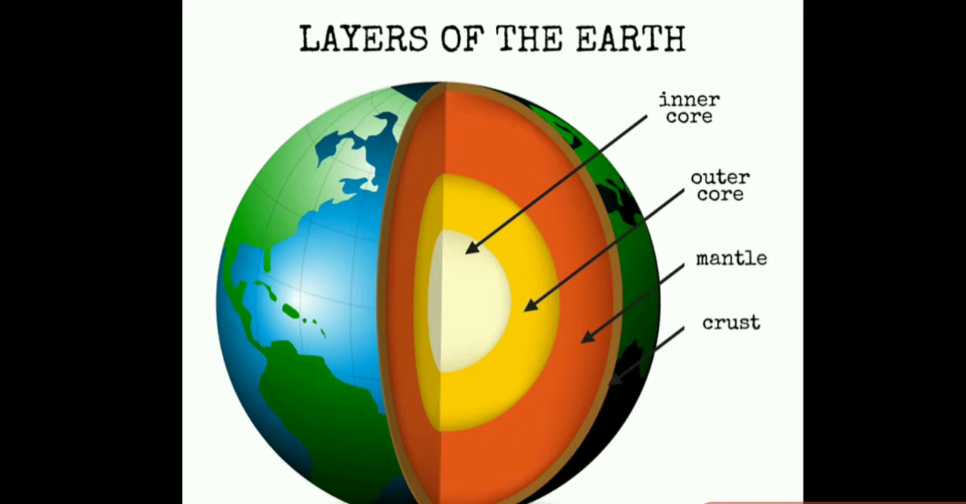So that was about the layers of the earth. You have to learn 4 points: crust, mantle, outer core and inner core. But basically you have to learn 3: crust, mantle and core. But here the core is further divided into 2 parts, outer core and inner core. Understood well? Alright.